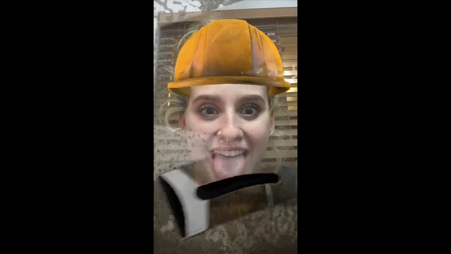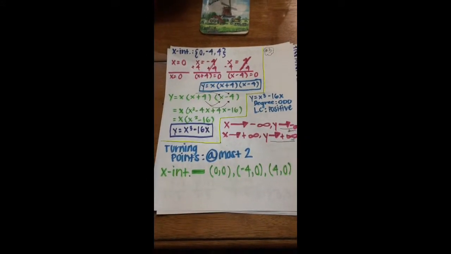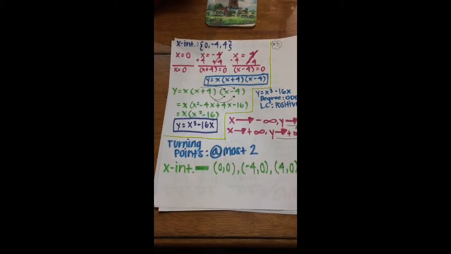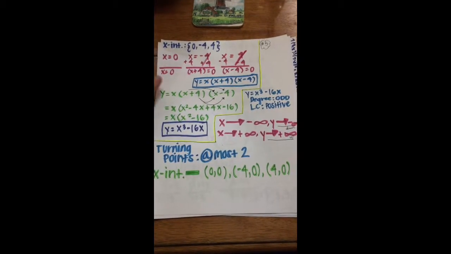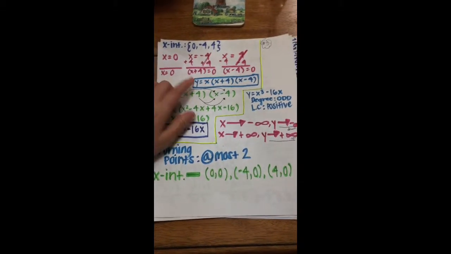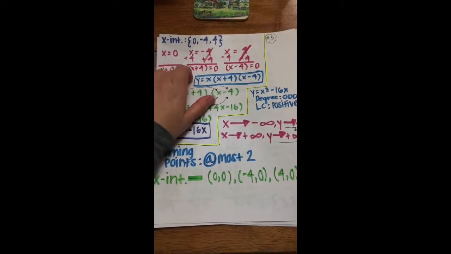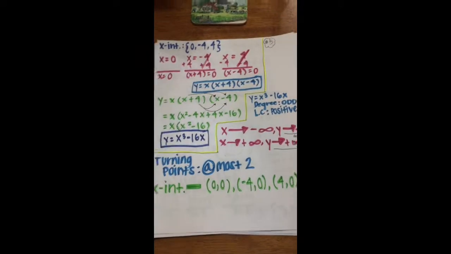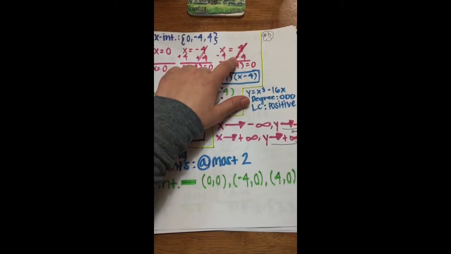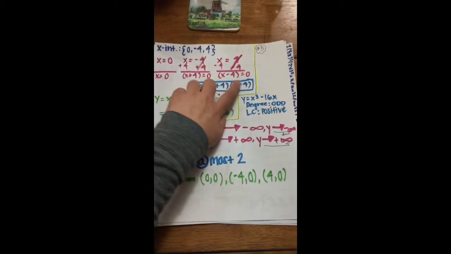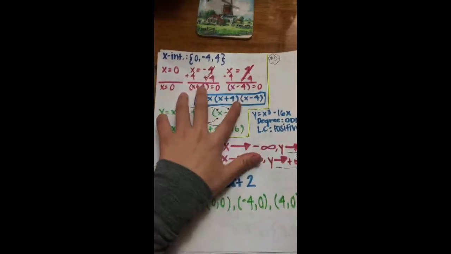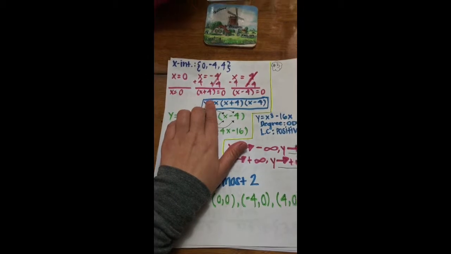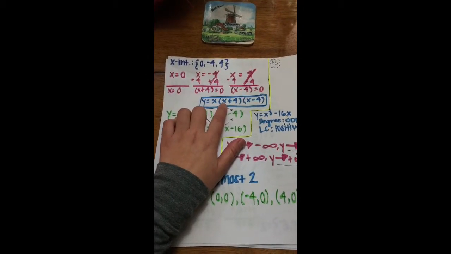Fifth problem. Let's go. So for our last and final problem, we have our x-intercepts, which are 0, negative 4, and 4. So you're going to have x equals 0, x equals negative 4, and x equals 4. You're going to add 4 to this negative 4 and have x plus 4 equals 0. Then you're going to subtract this 4 from this positive 4 and have x minus 4 equals 0. Then you combine those together and get your y, which is y equals x times x plus 4, x minus 4.